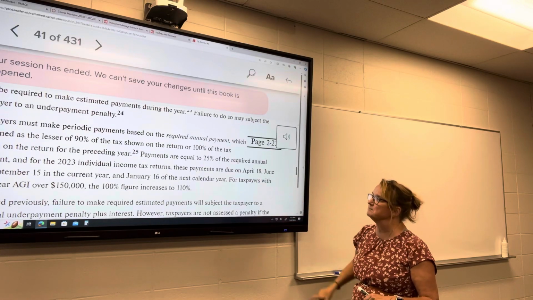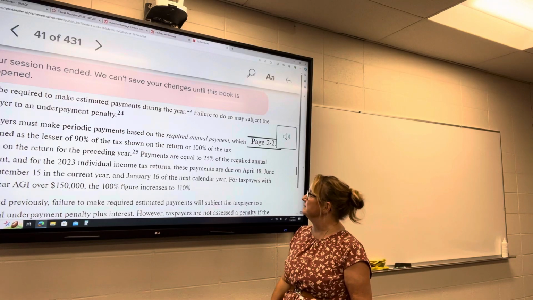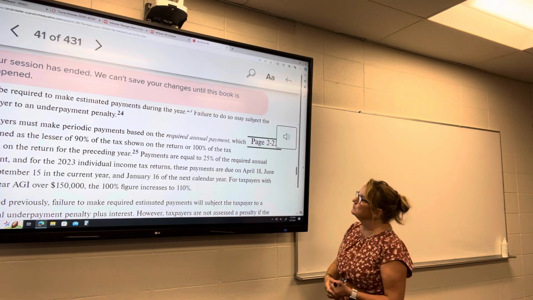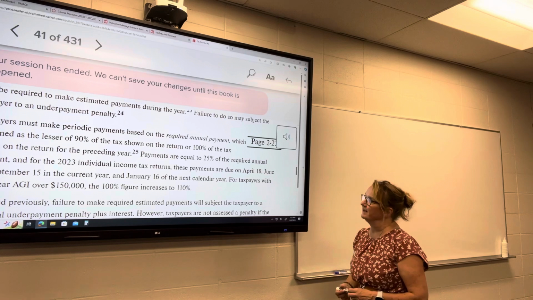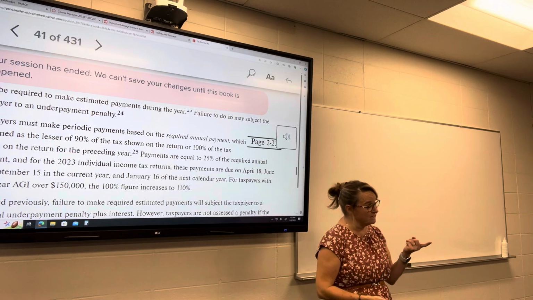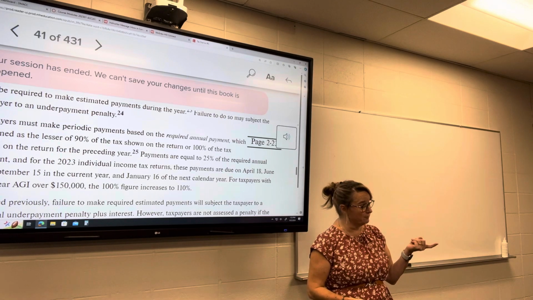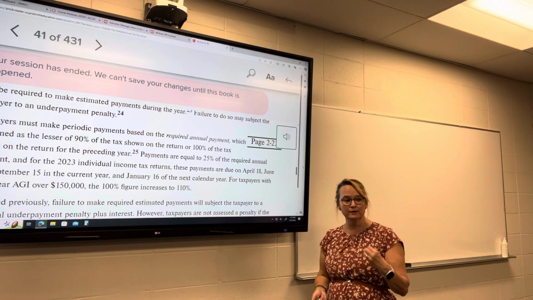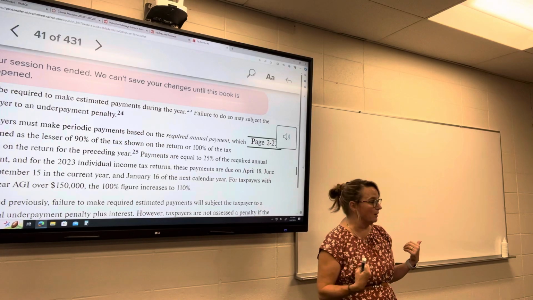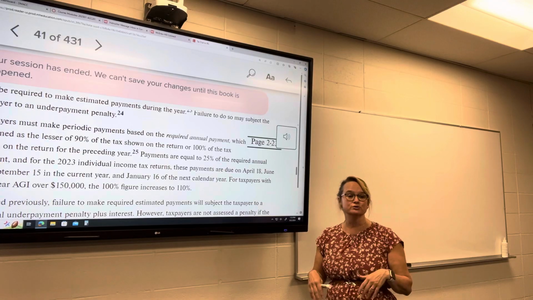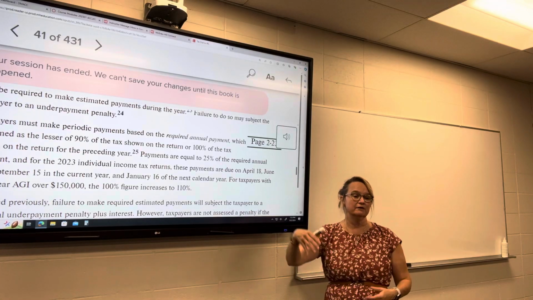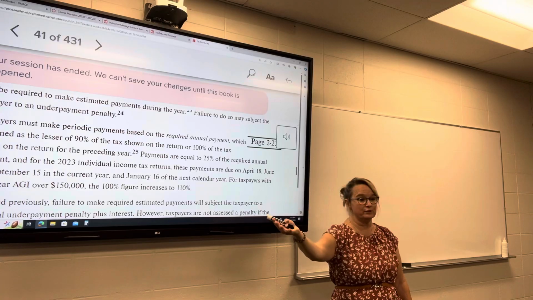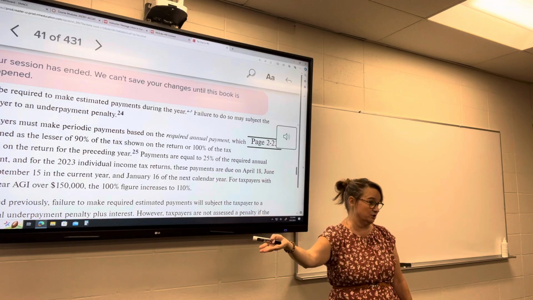So taxpayers have to make those estimated payments based on what's called a required annual payment. This is a big part of tax preparers' jobs too. When they're preparing a tax return, not only are you preparing it, which is a retrospective look at what has already happened, you're also prospectively giving the taxpayer estimates of what their tax is going to be the next year.